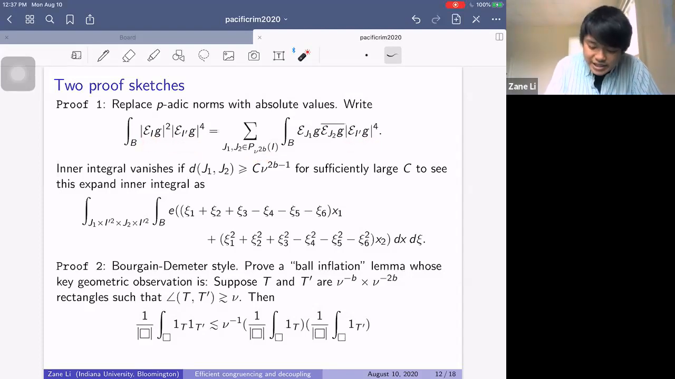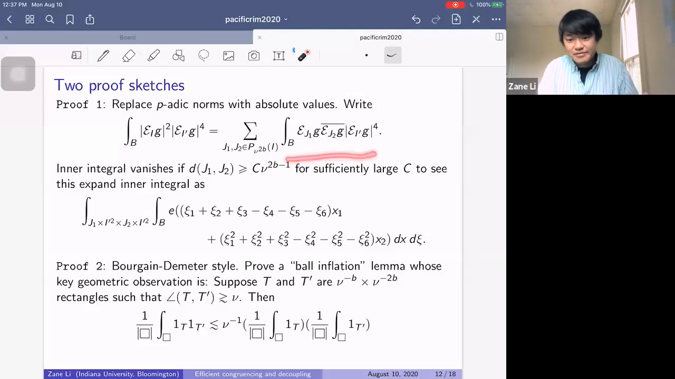So let's just trivially expand everything as follows. If J1 and J2 over here are close, then I can just use Cauchy-Schwarz, and that gives me diagonal behavior. And the claim is that if J1 and J2 are far apart, this integral actually vanishes. To see that, assume that J1 and J2 are at least this far apart, where C is chosen sufficiently large, an absolute constant.